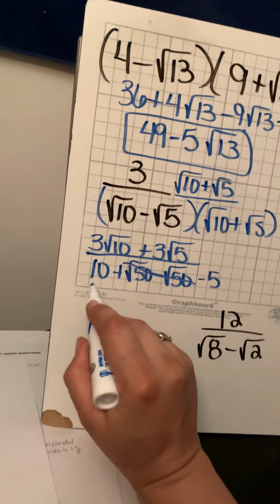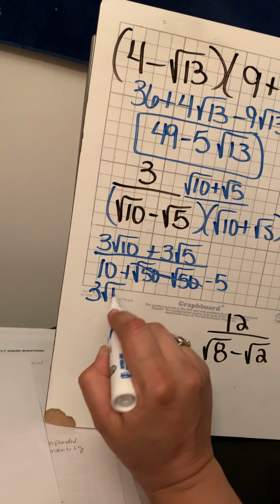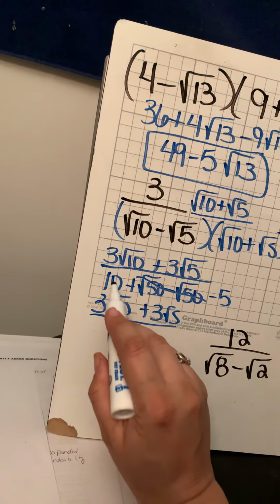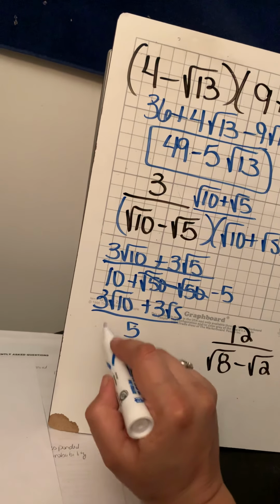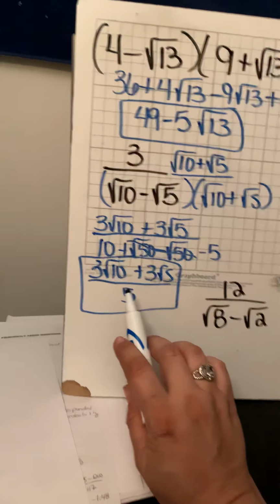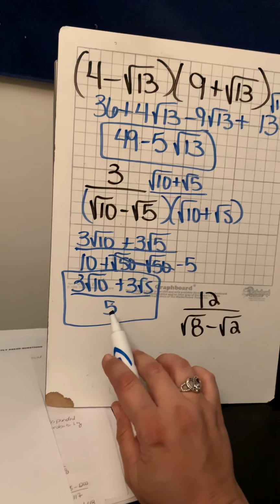Goodbye. So up top, my numerator, I'm left with 3 root 10 plus 3 root 5. My denominator, what's 10 minus 5? 5. I am done. I no longer have that radical in the denominator. Okay, so I am done.